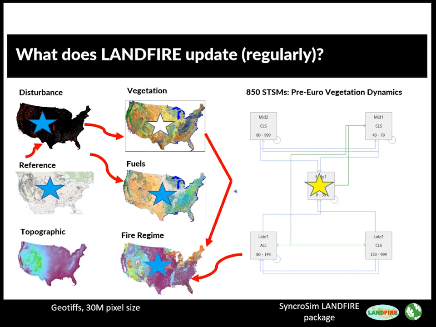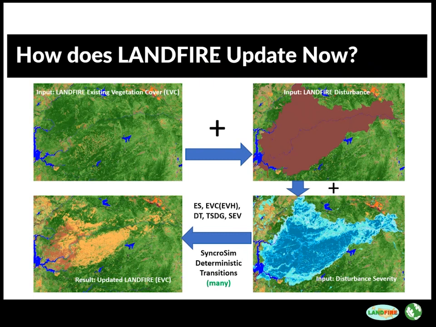We update those, but that's not a regular update. That's why it's in all different color stars. But this is what we're going to focus on today, real quickly, and see how it flows down into fire regime and other things, okay? So how does LANDFIRE update now?